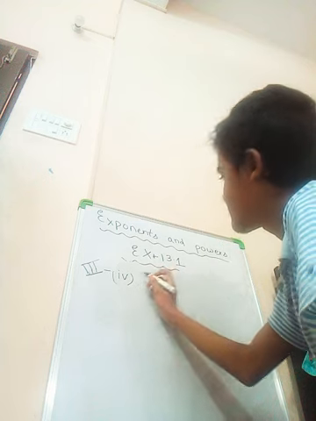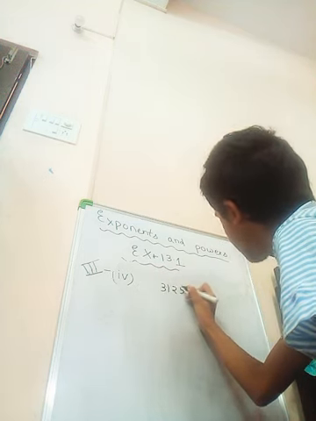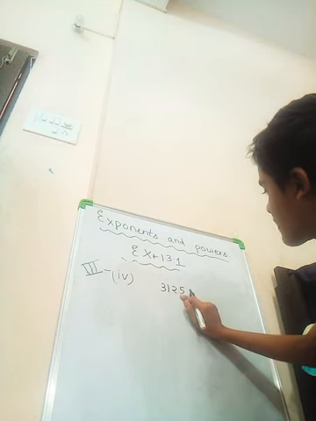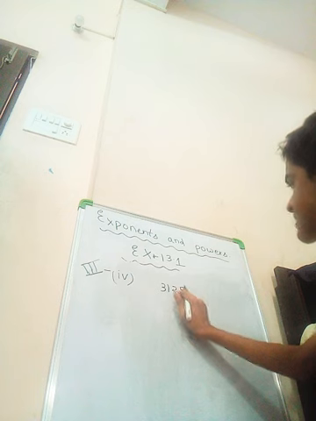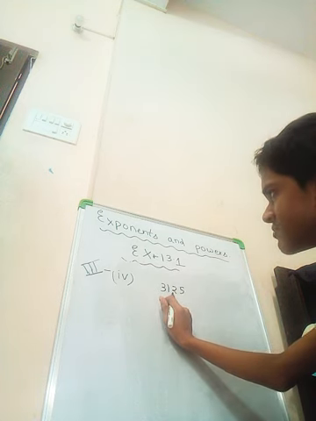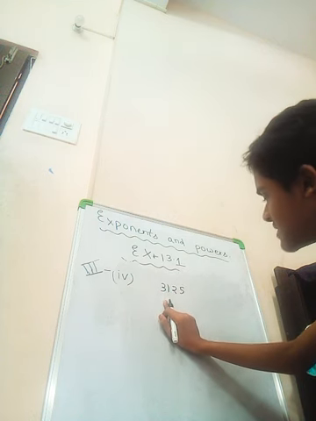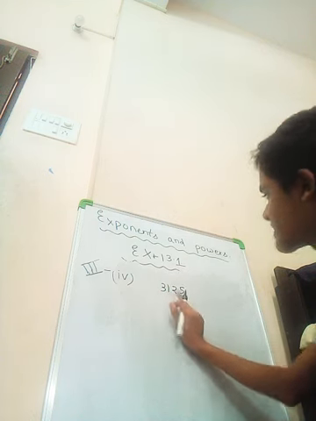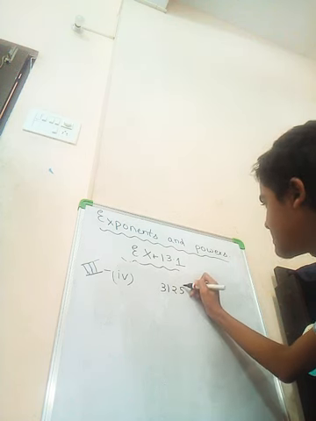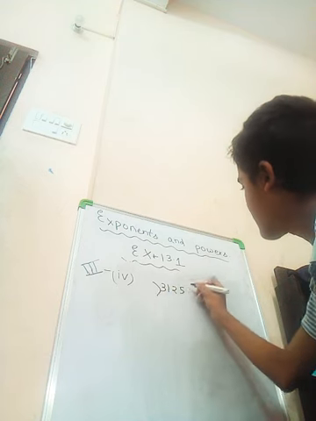The fourth question is 3125. Let's see whether this number is divisible by 3 or not. 5 plus 2 is 7, 7 plus 1 is 8, 8 plus 3 is 11. So 11 is not divisible by 3, so this whole number is not divisible by 3. Is it divisible by 5? Yes, because the last digit is 5, which is divisible by 5. So let's try to divide this by 5.